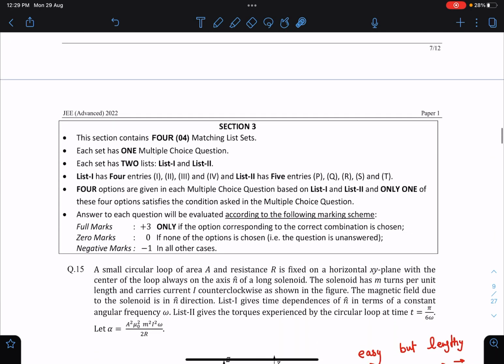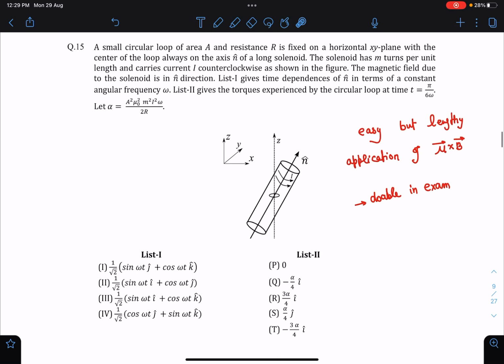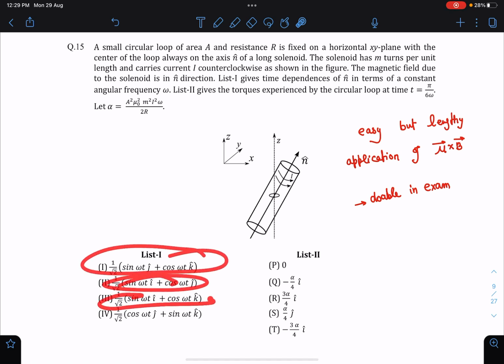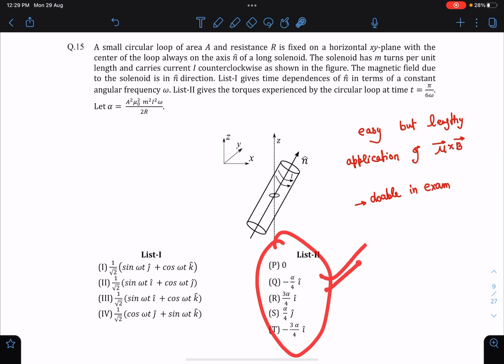Now this is section 3 of this, and it is like matrix match with single choice. Now this is like 4 different questions. 4 times you have to calculate mu cross B. So that is what makes this question slightly lengthy, but I think people would have done this when this kind of paper is there. Some questions are very much doable, and I'm very sure people would have gone for this question.